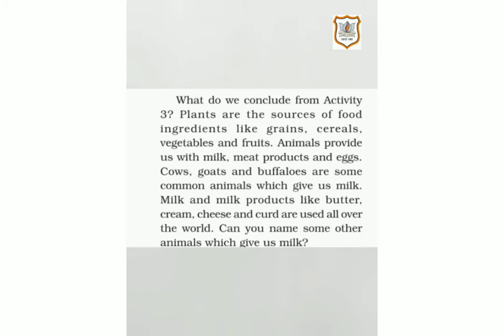What do we conclude from activity 3? Plants are the sources of food ingredients like grains, cereals, vegetables and fruits. Animals provide us milk, meat products and eggs. Cow, goat and buffaloes are some common animals which give us milk. Milk and milk products like butter, cream, cheese and curd are used all over the world. Can you name some other animal which gives us milk? So apart from cow, goat and buffaloes, we can also get milk from camel.